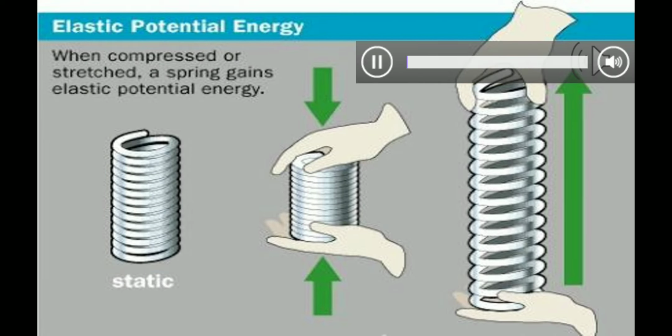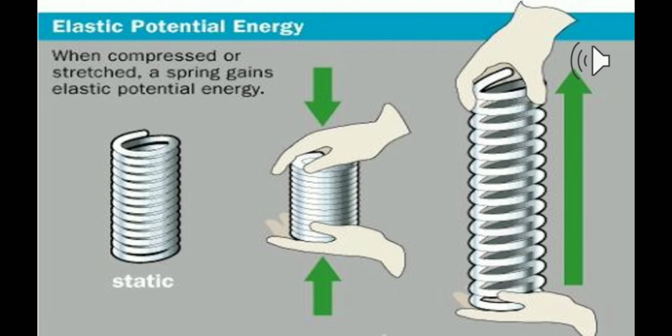Okay, so now we have elastic potential energy. This is the energy which is possessed by the body when there is a change in shape or size of the body. As in the figure, you can see there is a spring. When the spring is compressed or when the spring is stretched, it is deformed. Then work has been done on the spring, which is being stored as potential energy. And when you leave it, the potential energy will start doing work and it will change to kinetic energy. So when compressed or stretched, a spring gains elastic potential energy.